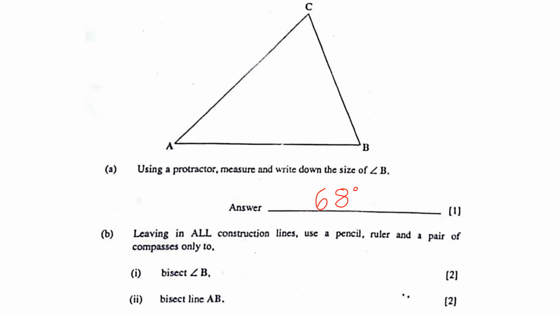All right, good. The next thing they say is they want us, leaving all construction lines, to use pencil, ruler, and a pair of compasses to bisect angle B. To bisect something basically means to cut it in half. And we have to use a ruler, pencil, and a pair of compasses in order to do this. Okay, so let's do this.